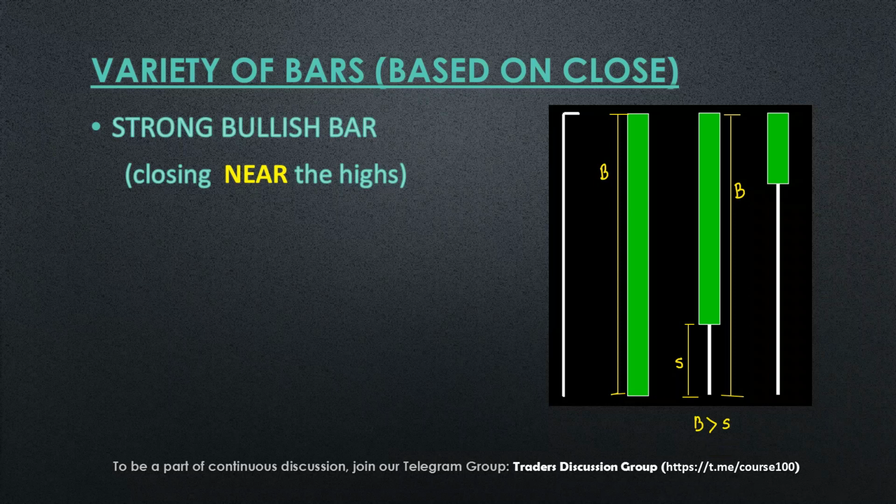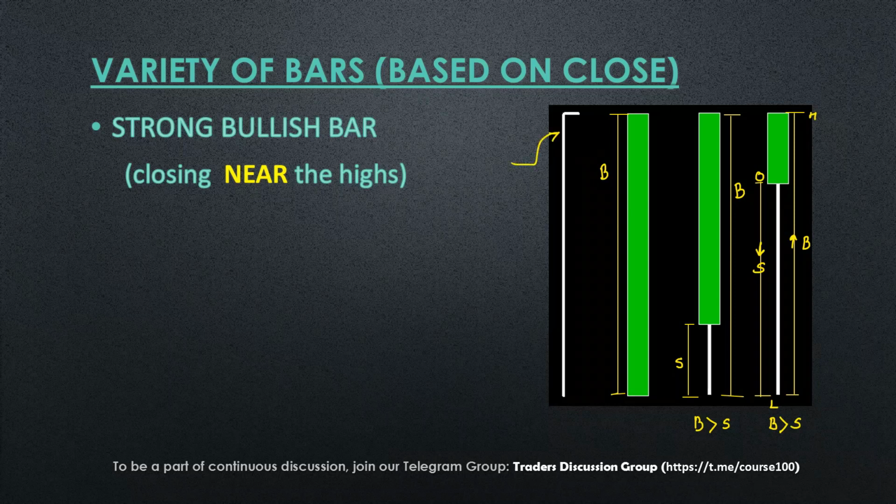In the third case, the price opens here, goes down to make a low, then reverses to close near the highs. So that's my selling activity because price was moving down, and that's my buying activity because price was moving up. Again, my buying activity is greater than selling activity.